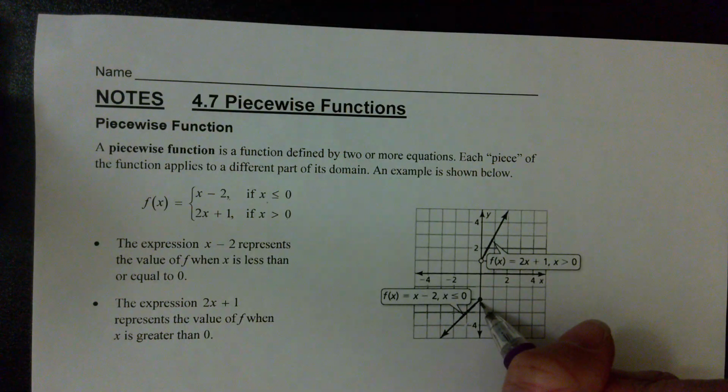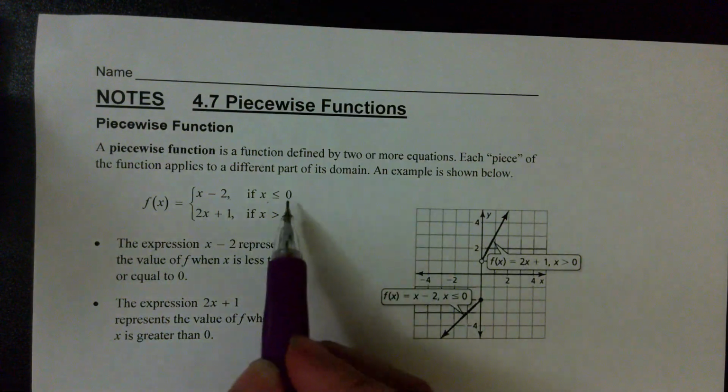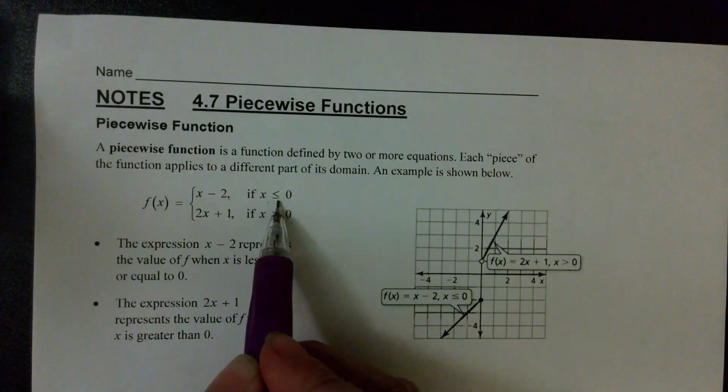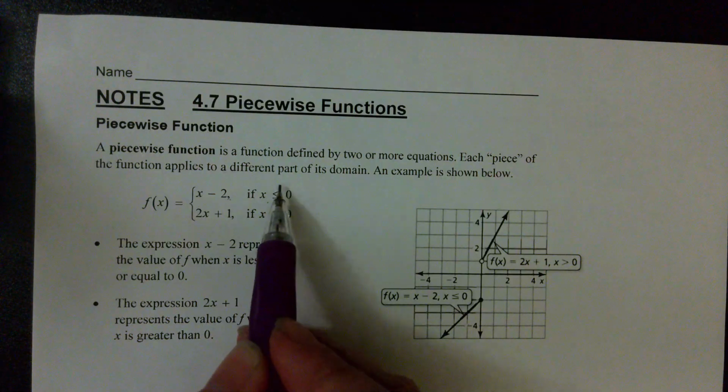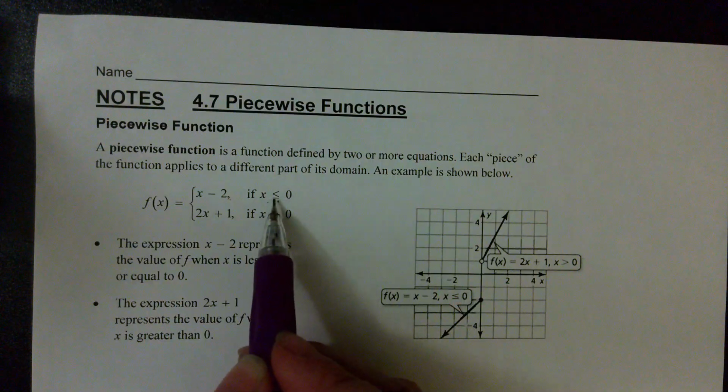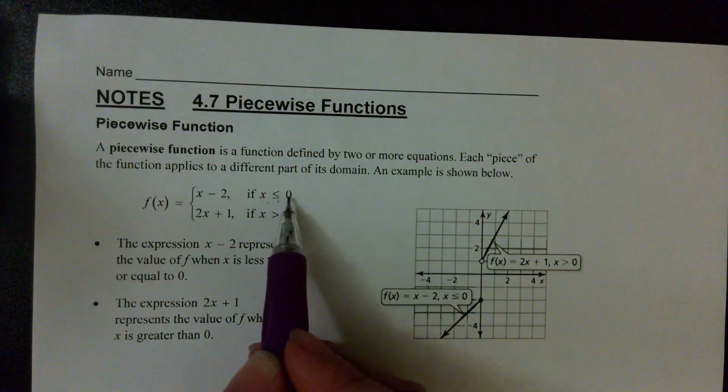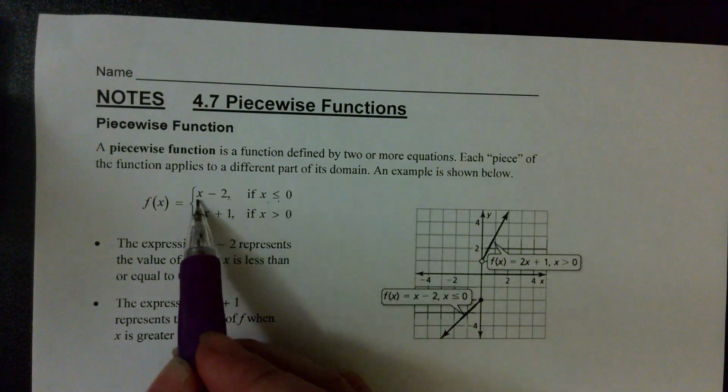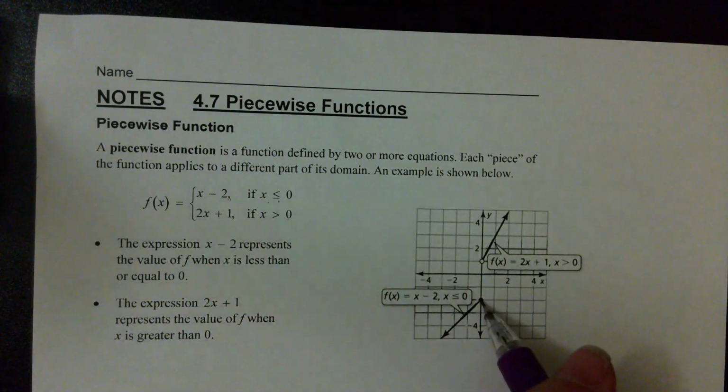Okay, so a couple of things you might have noticed hopefully here is notice that here we have a closed circle. You should remember that a closed circle from your inequalities means that it's included in the solution. And so if you look at the inequality here of the piecewise function, that less than or equal to 0, when x is equal to 0, we are using this function to evaluate. So that's why we have a closed circle.